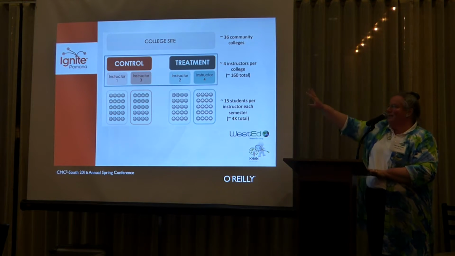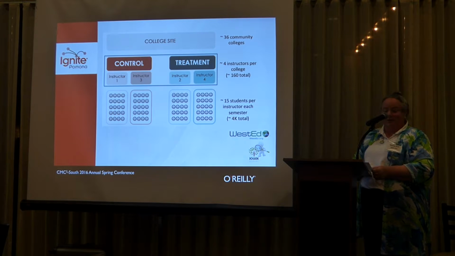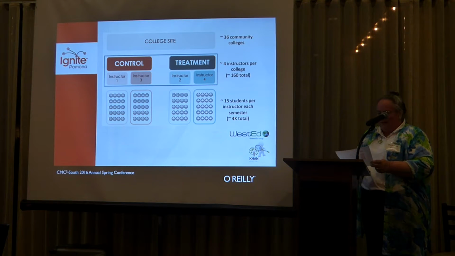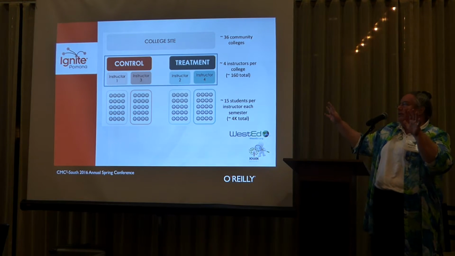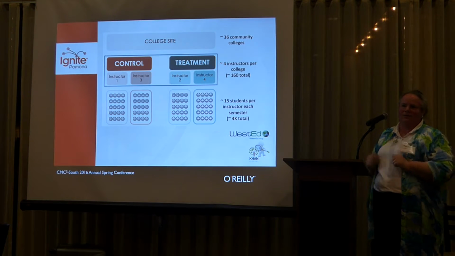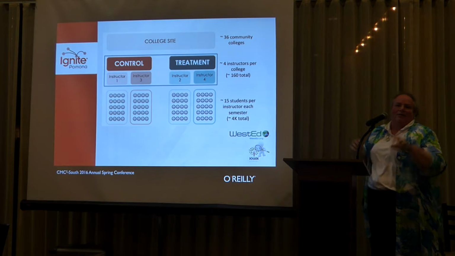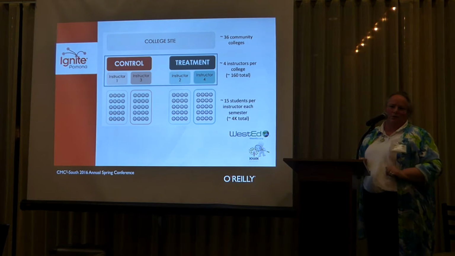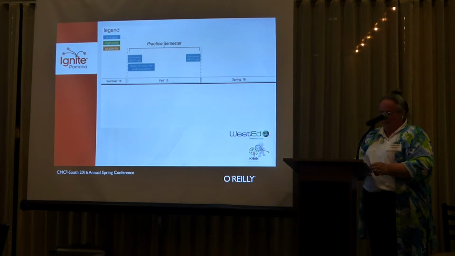And so this is the design, if you're a fan of statistical design. And the idea is that we get about 4 teachers in each college, and then we hopefully get at least 15 students in each class. And 2 of the teachers are treatment, 2 of the teachers are control. Treatment means you use Khan Academy.